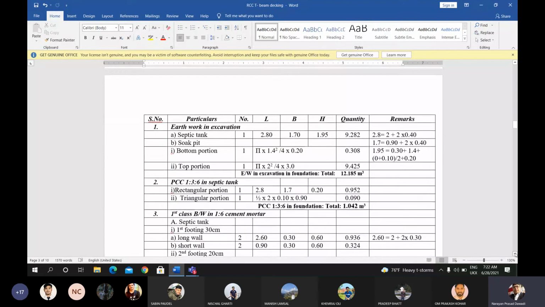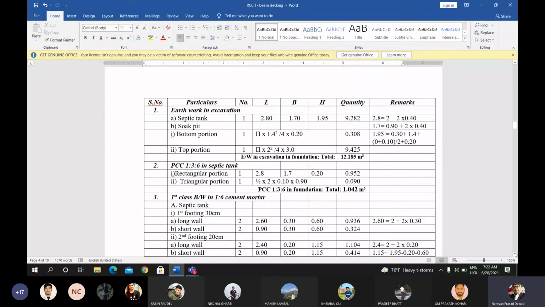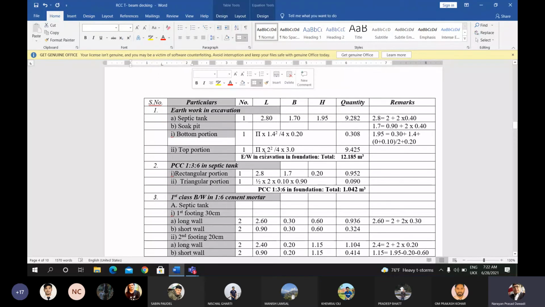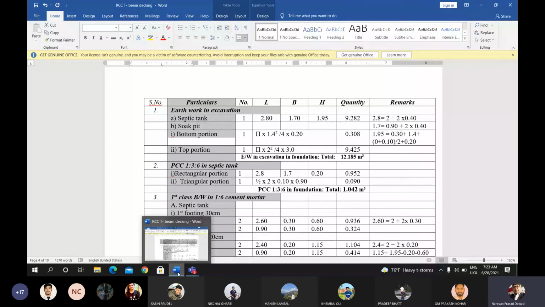Now this is the quantity calculation for the different items of the safety tank and the soakpit. So I have done this in the tabular format. The quantity measurement form is prepared here. In the quantity measurement form, there is the table for the serial number, particulars or the items of the work, number, length, breadth, height, quantity, and the remark.